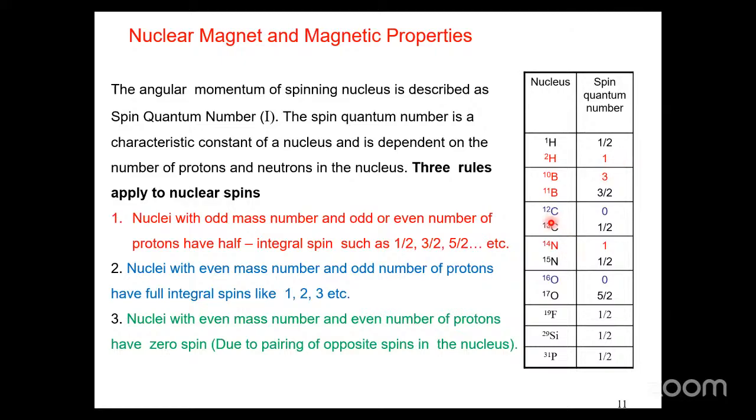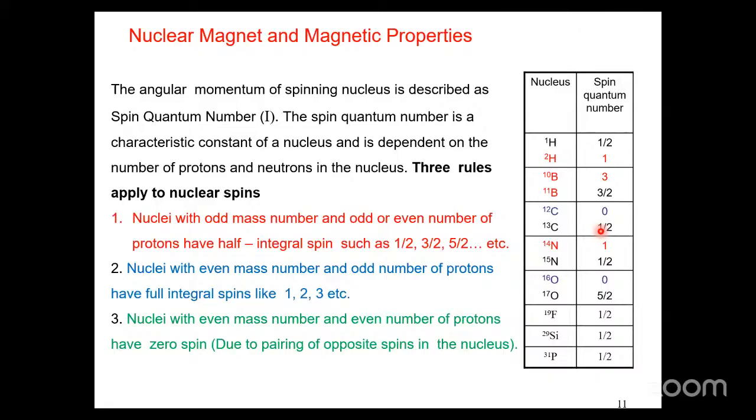Coming to carbon 12, 12 is the mass number, while the atomic number is 6. So we have 6 protons and 6 neutrons. The spins will cancel and the spin quantum number for carbon 12 is 0. While for carbon 13, 13 is an odd number, protons are 6, neutrons are 7. So carbon 13 will have the spin quantum number 1/2.